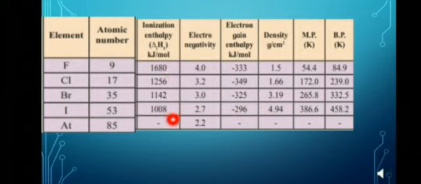On moving down the group, the size of the atom increases and consequently ionization enthalpy decreases. It is due to this decrease in the ionization enthalpy that iodine shows some electropositive character and has a tendency to form I plus by losing one of its valence electrons.